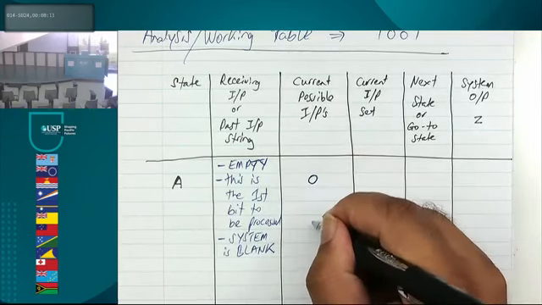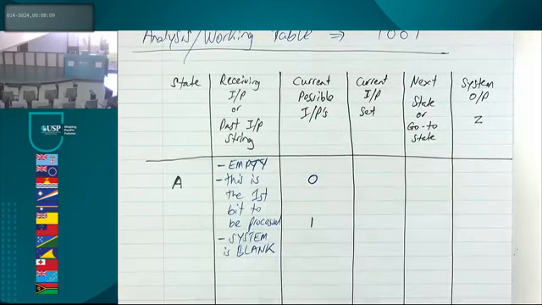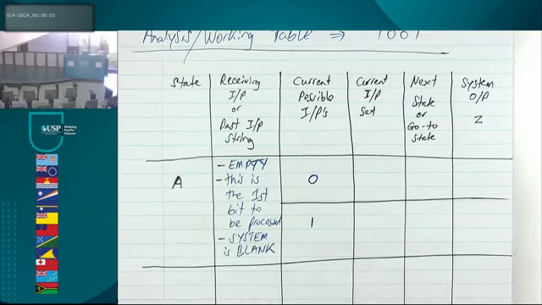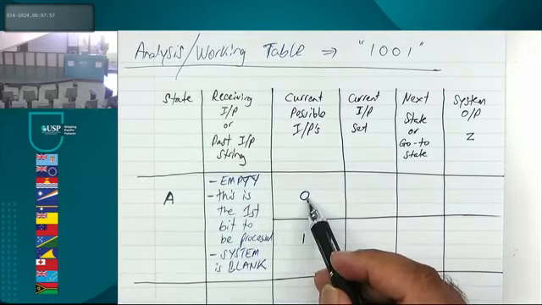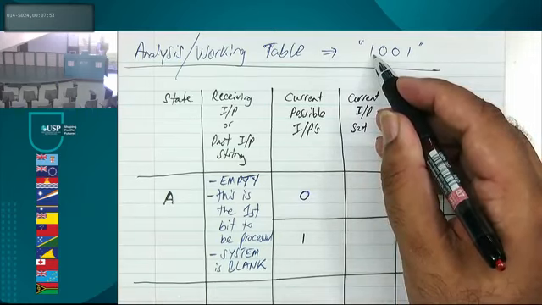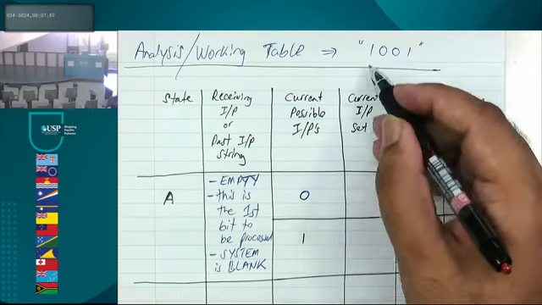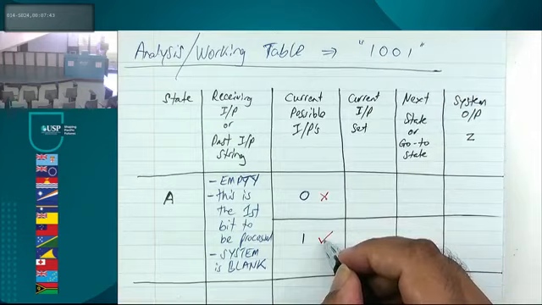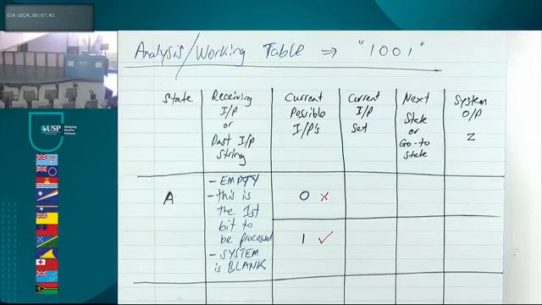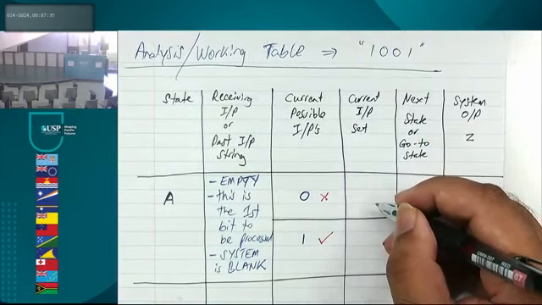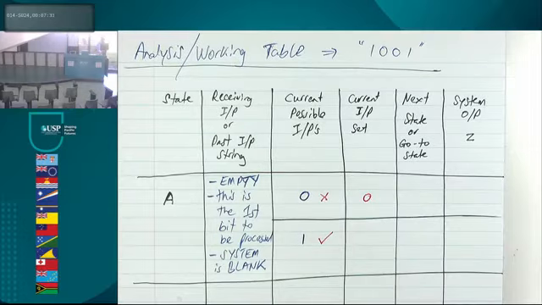Now, current possible inputs. There's only two possibilities always. You can either have a 0 or you can have a 1. So let's look at this, guys. If you have a 0, does that match with the first bit? No. What are we looking for? We're looking for a 1. So 0 across, 1 there. So the current input set is 0, 1.